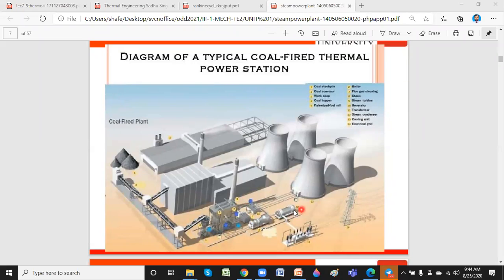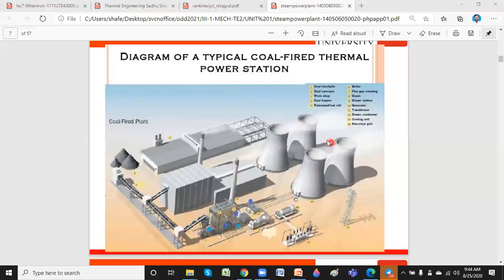Then it is connected to the generators. So 10 is your generators. There are two generators that you can see here. Then in turn, that is connected to the electrical grid. So the last ones, 11 is the transformer, and this is the grid. 11 and 14 are electrical energy. So mechanical to electrical energy, and boiler, turbine.